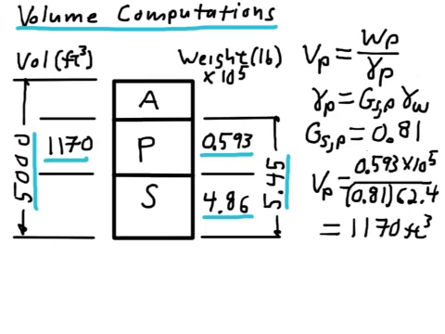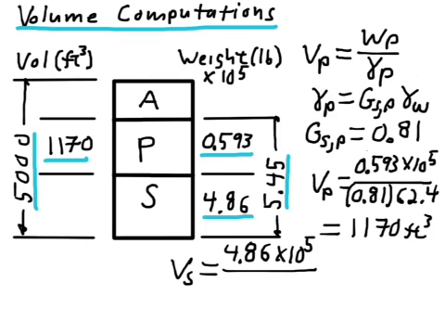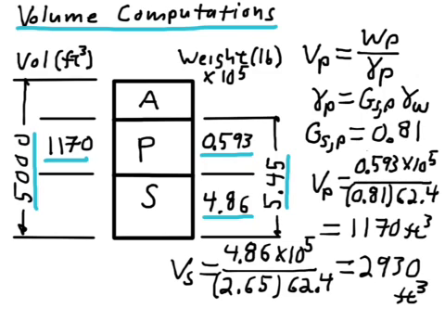Now I could stop here because the question being asked was just what is the total volume of the petroleum, but just for the sake of being complete, I'm going to calculate the volume of the solids. The volume of the solids is simply equal to the weight of the solids divided by the unit weight of the solids, which is equal to the specific gravity of the solids, 2.65, that was given to you, times the unit weight of water. If I run those numbers out, I'll find that there's 2,930 cubic feet of solid material. So now I have a complete phase diagram, I have all the quantities I need, and we've solved the problem.